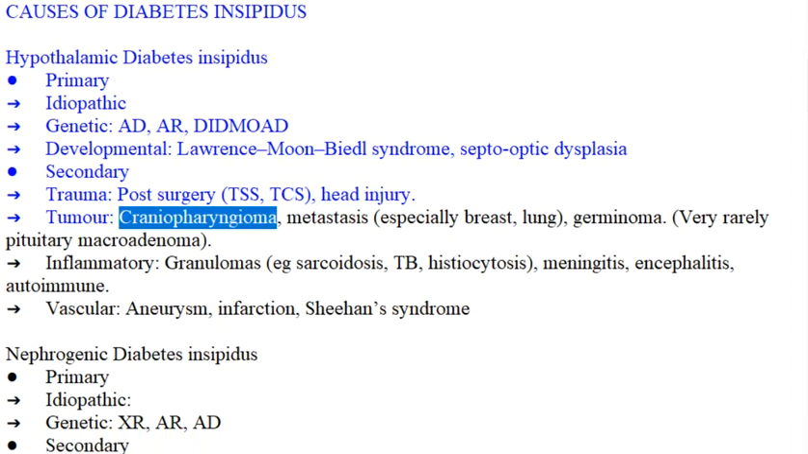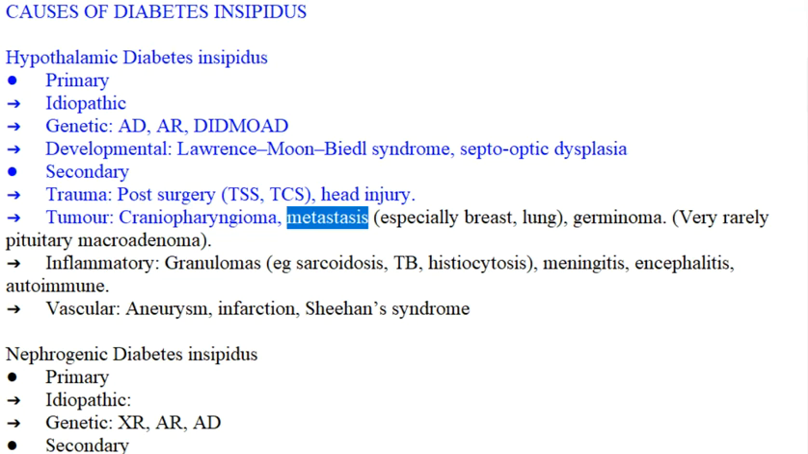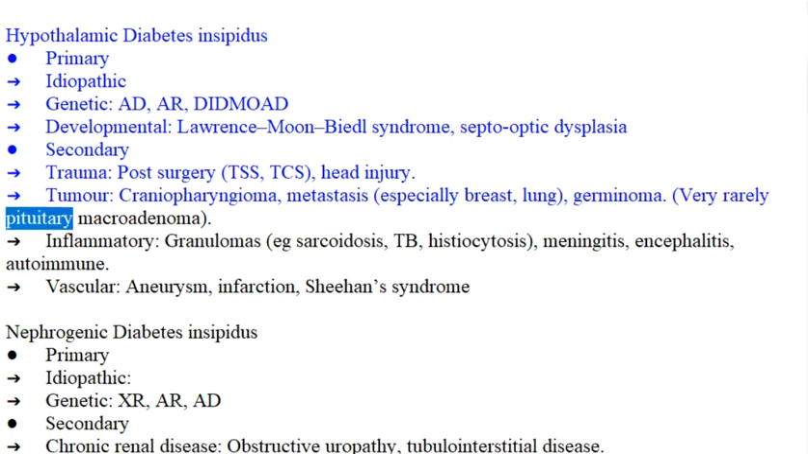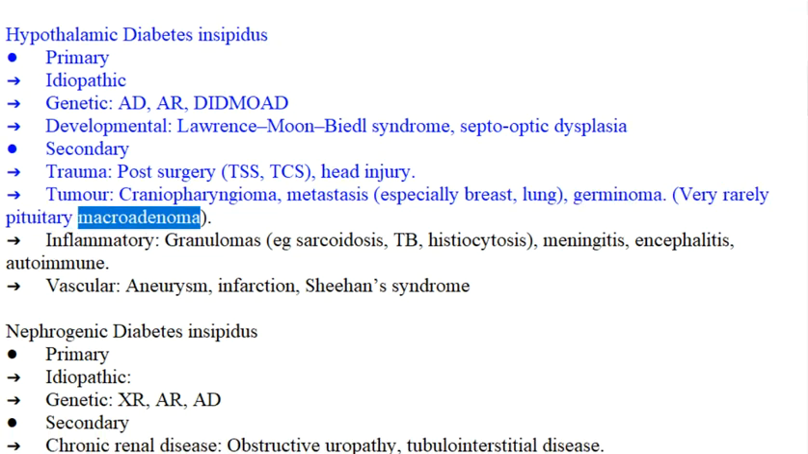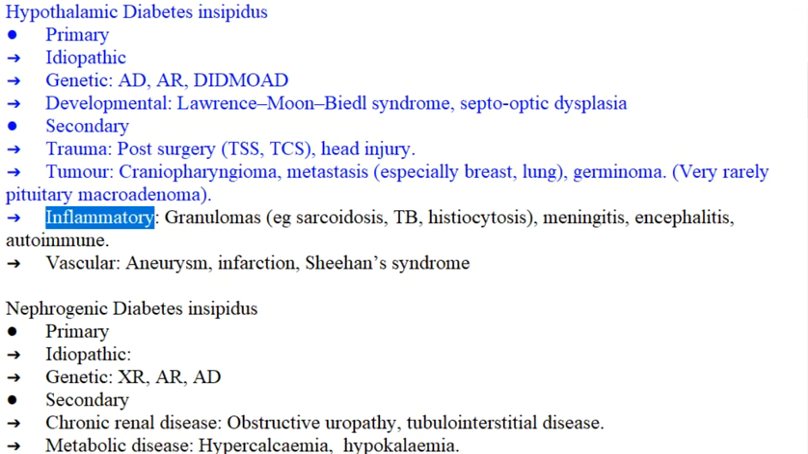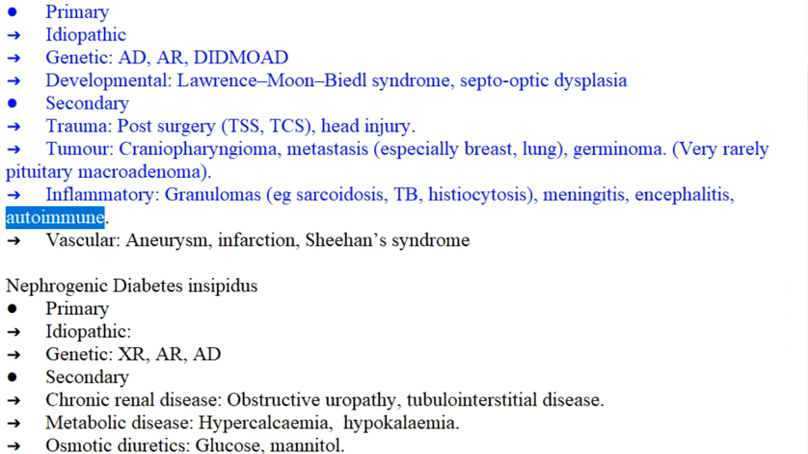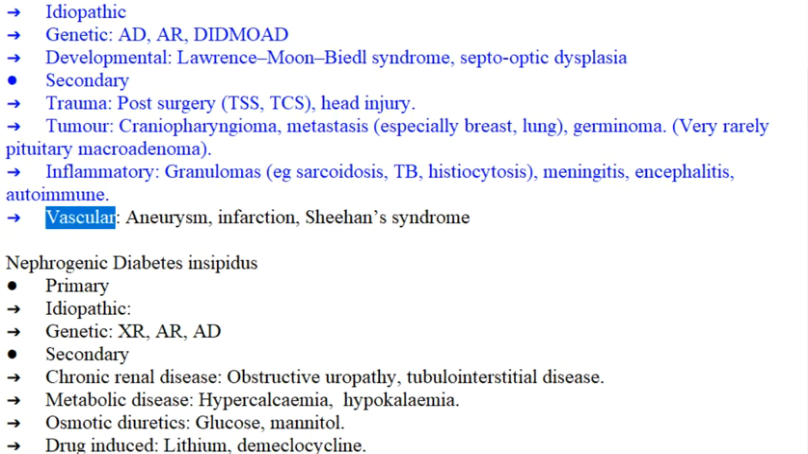Tumor, craniopharyngioma, metastasis, especially breast, lung, germinoma. Very rarely pituitary macroadenoma. Inflammatory, granulomas, e.g. sarcoidosis, TB, histiocytosis, meningitis, encephalitis, autoimmune. Vascular, aneurysm, infarction, Sheehan's syndrome.